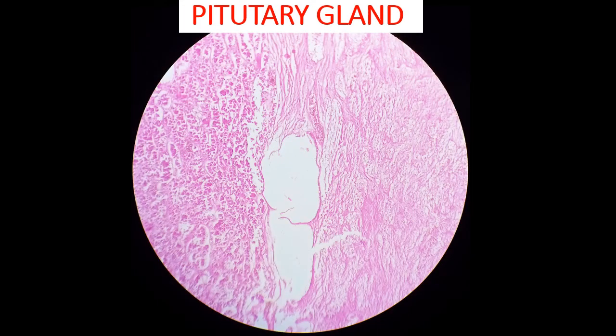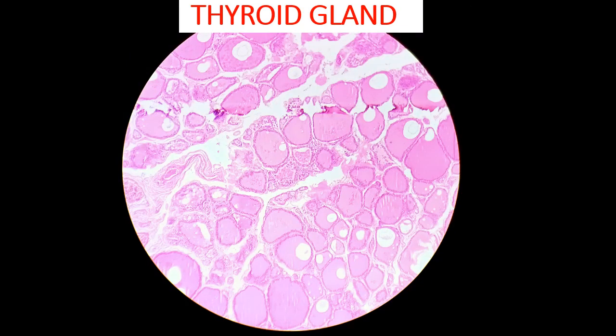Then moving to the endocrines. First is the pituitary gland, which has two parts: the anterior pituitary and the posterior pituitary. In the anterior pituitary we can identify the adenohypophysis, with alpha cells and beta cells, that is chromophil and chromophobe cells. And this is the posterior pituitary, the neurohypophysis, which consists of nerve fibers and pituicytes. That is how we identify the pituitary gland. Can you see the two different parts, anterior and posterior? Adenohypophysis, neurohypophysis.